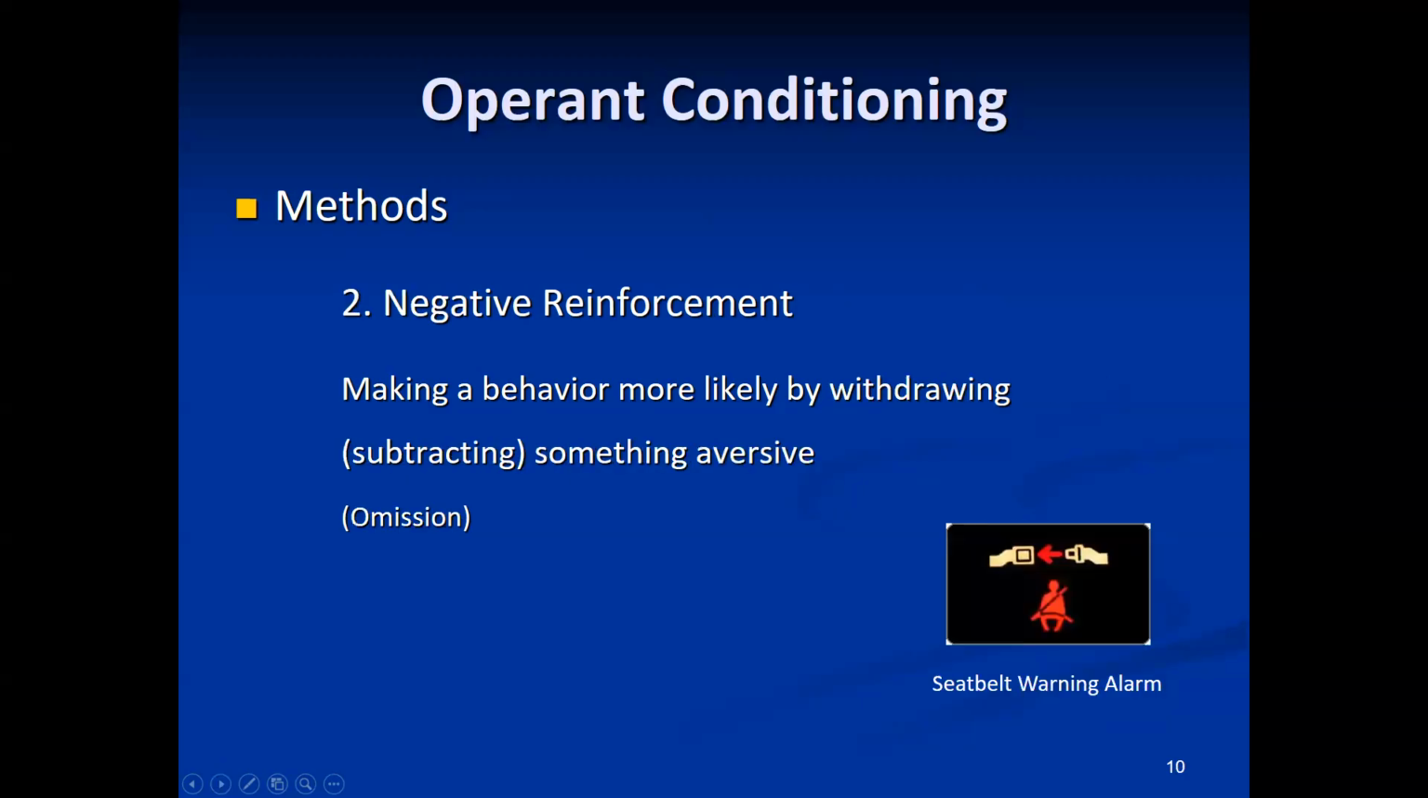With negative reinforcement, a targeted behavior is made more likely by removing, subtracting, something aversive. For example, if an annoying buzzer switches off when a woman fastens her seatbelt, then this would make it more likely that she would fasten her seatbelt in the future.